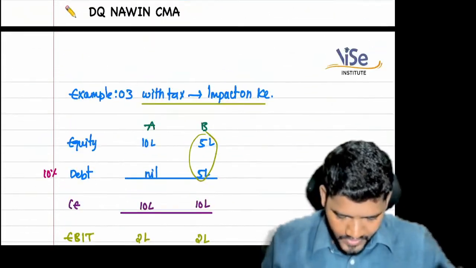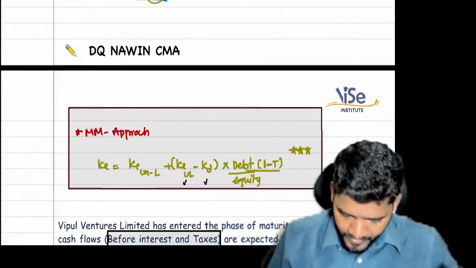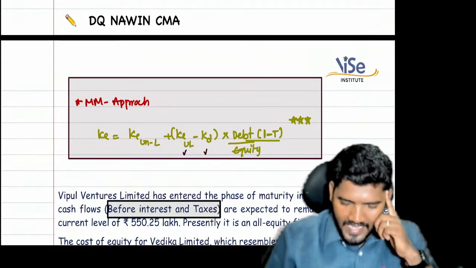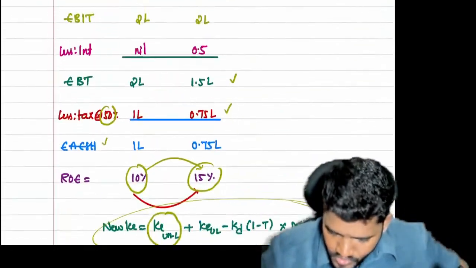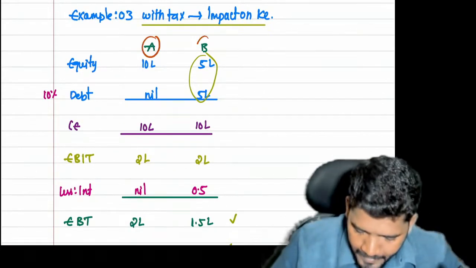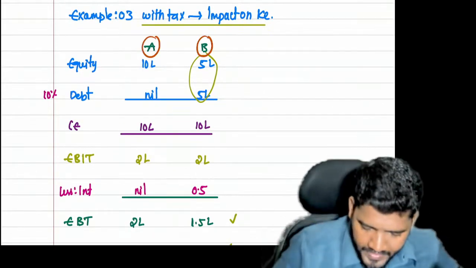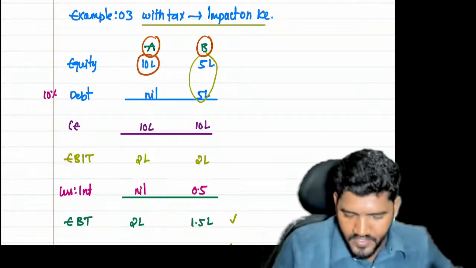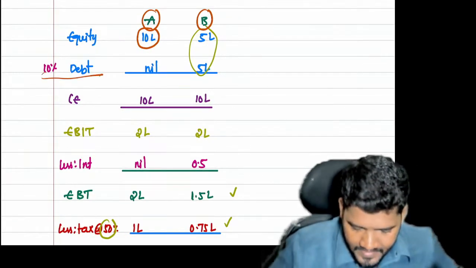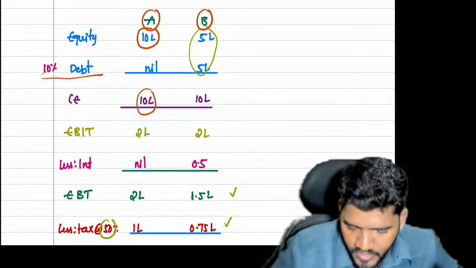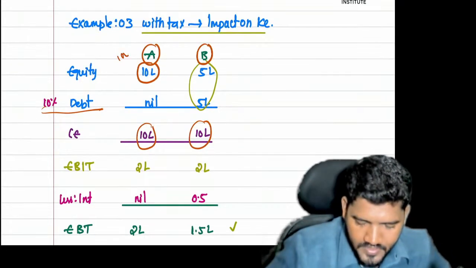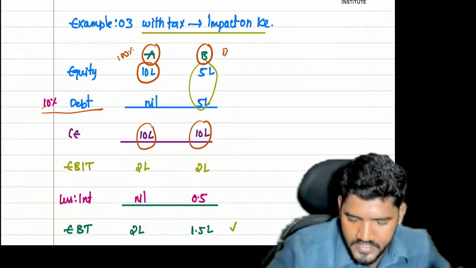You have to understand this concept, guys. Impact of KO, impact of KE as per MM approach. So you can observe A company, B company. In A company, 10 lakh, 100% equity; B is debt plus equity, with 10% debt, guys. So the capital employed is the same for both companies, 10 lakhs and 10 lakhs. But the only difference is that one is 100% equity and the other is debt plus equity.